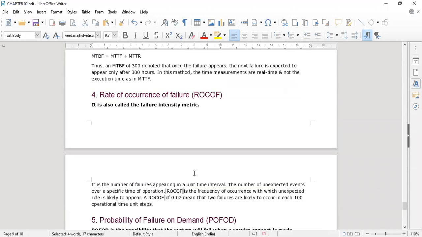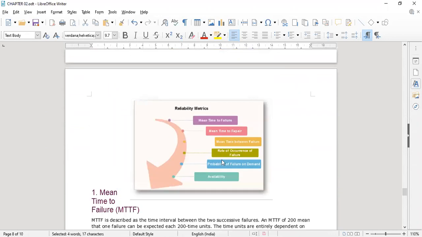So these six different metrics are used to calculate the reliability metric.